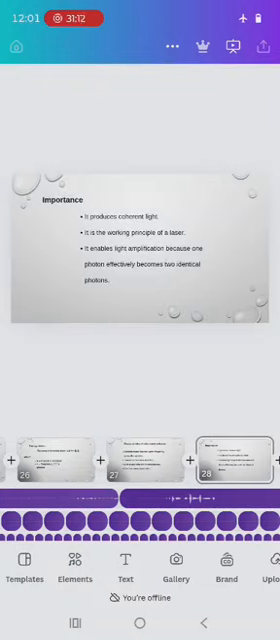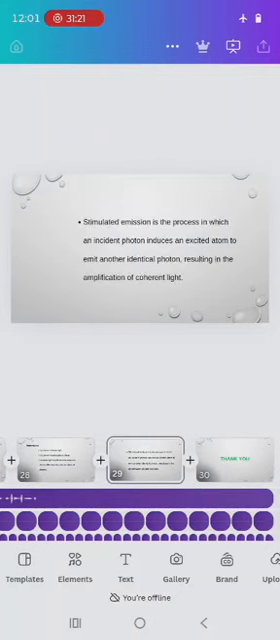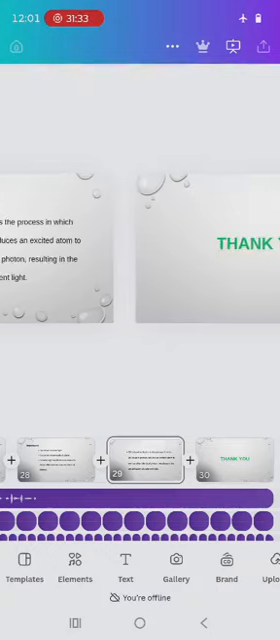What is the importance? It produces coherent light, it is the working principle of the laser, and it enables light amplification. Stimulated emission is the process in which the incident photon induces an excited atom to emit another identical photon, resulting in the amplification of coherent light.